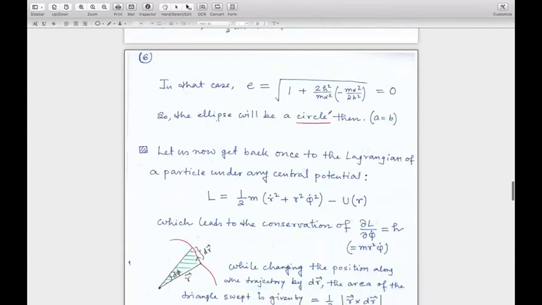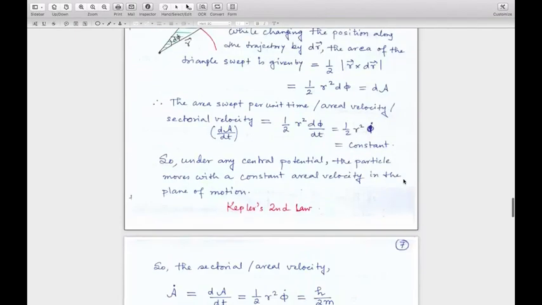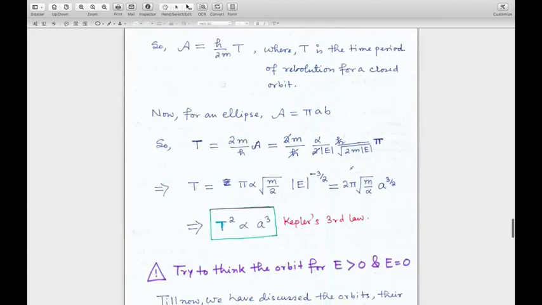If you remember, over here I just derived this: a is equal to alpha by 2 mod E, and b is equal to h by root over 2m mod E. If you replace those two values over here, finally you will see that T will be equal to 2 pi root over m by alpha. There are two forms. One is pi alpha root over m by 2 mod E to the power minus 3 by 2. Another equivalent form is 2 pi root over m by alpha a to the power 3 by 2. And from that you can simply write that T square will be proportional to a cube, right?